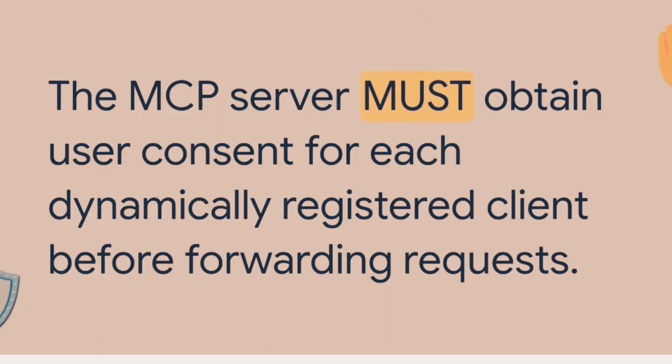And the defense? It's an absolute rule. No exceptions. No assumptions, no shortcuts. The server has to be programmed to essentially have a short-term memory. Every single time a new client asks for access, that server must stop and get explicit, fresh permission from the user. It is the only way to break the confused deputy's spell.